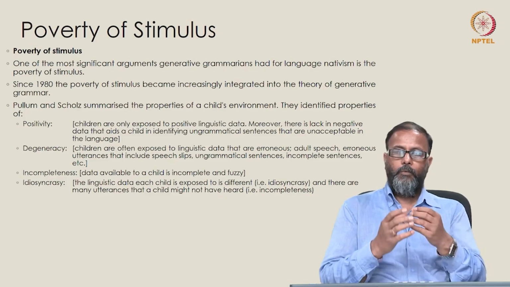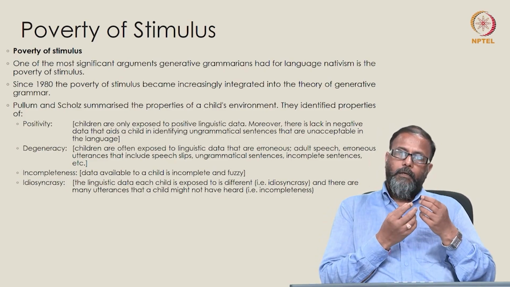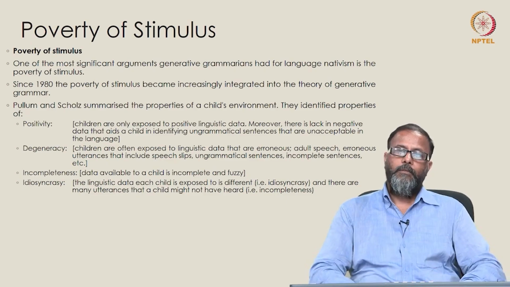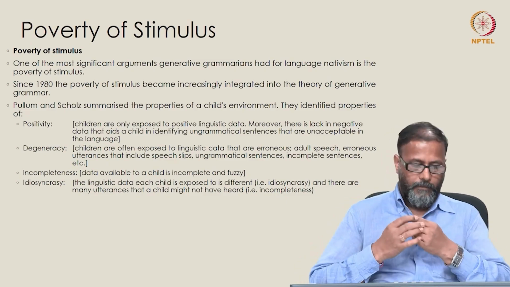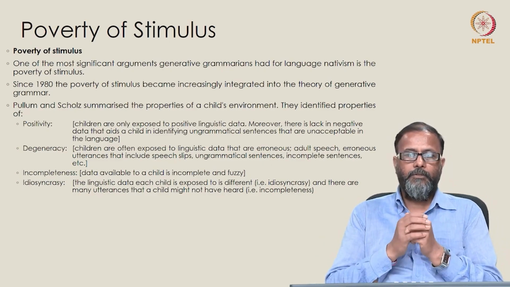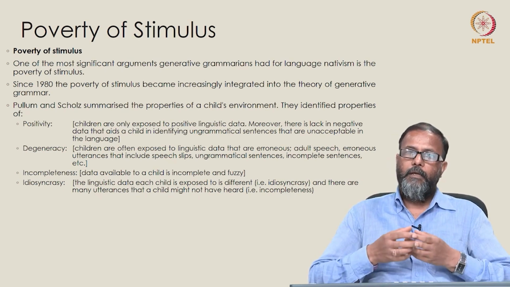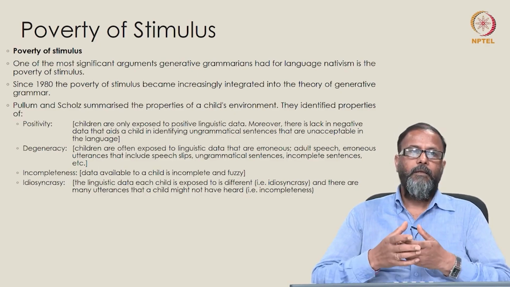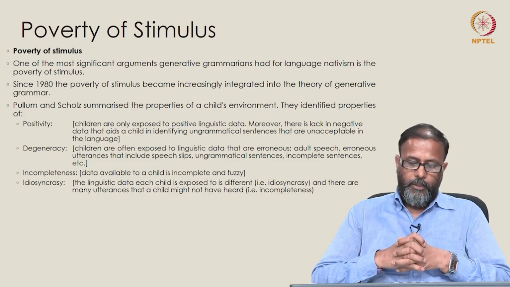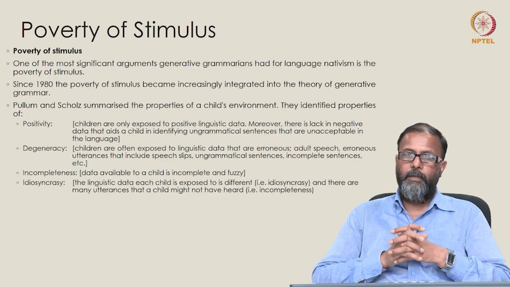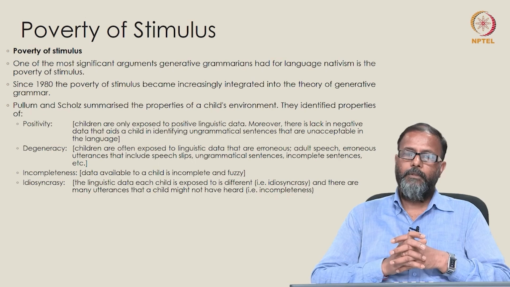And Chomsky, talking about the quality of data, calls it poverty of stimulus, that the stimulus available to the child is so poor, it is not ideal and not complete. So, Pullum and Scholz summarize the properties and characteristics of such stimulus or data available to a child in the environment in terms of 4 distinct characteristics. What are these? Positivity. So, they say children are only exposed to positive linguistic data. Moreover, there is a lack of negative data that aids a child to identify ungrammatical sentences that are unacceptable in the language. Now, this is interesting.